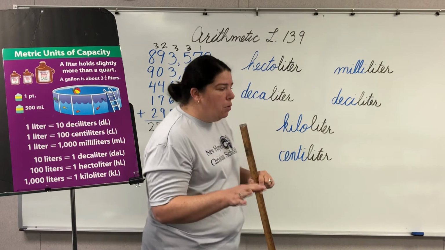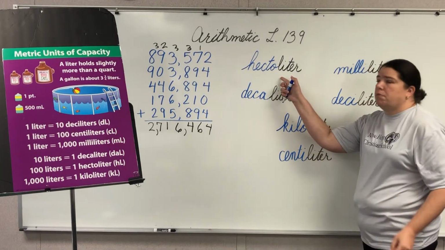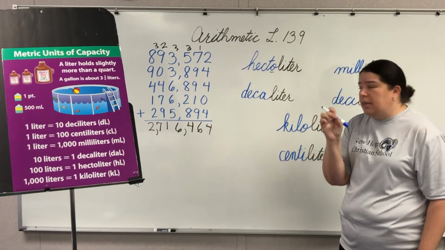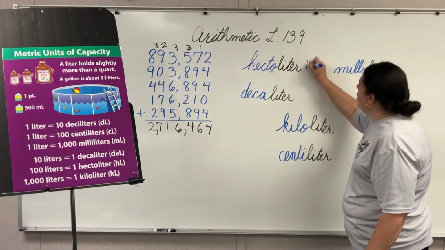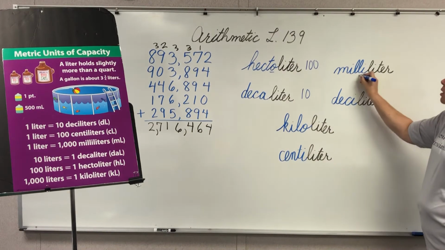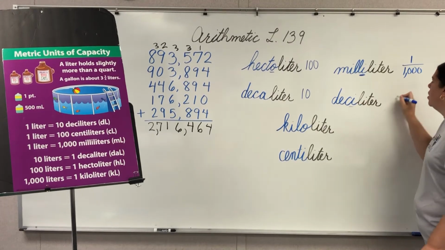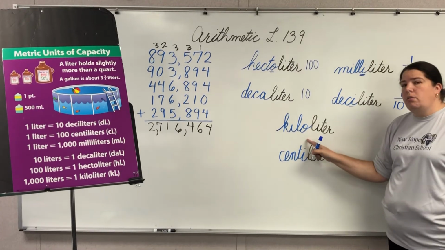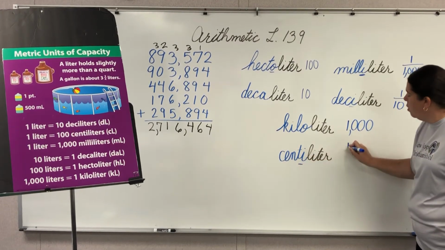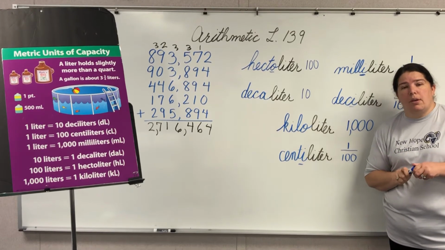Okay, so here's how it will look. When we do our cards, you're going to have to know that a hectoliter, remember hecto, doesn't have an I. Remember all the ones with an I, I for itty bitty. This would be a whole number, so 100. Deca would be a whole number, 10. Milli, remember, itty bitty, would be 1,000. Deci, itty bitty, 1/10. Kilo, 1,000. And centi, itty bitty, 1/100. Okay? So let's check out your worksheet to have some examples.